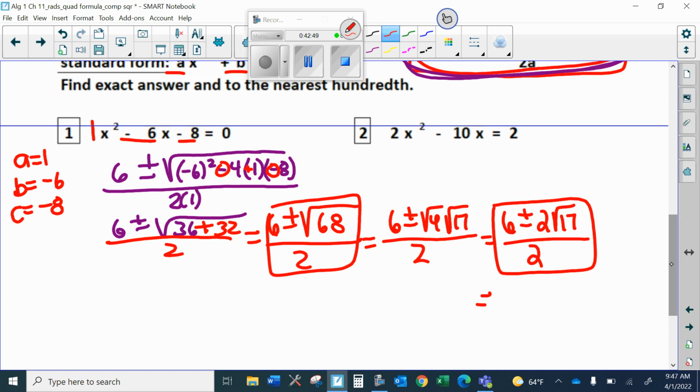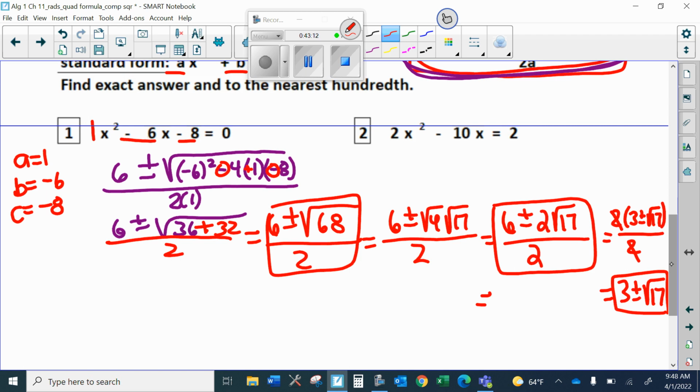I can break this up into 2 fractions. Okay, 2 ways of doing it. I can factor out the GCF in the numerator, which is a 2. Then I'm left with 3 plus or minus root 17 all over 2, and then the 2's cancel. So the actual answer is 3 plus or minus root 17. That's your final exact answer.